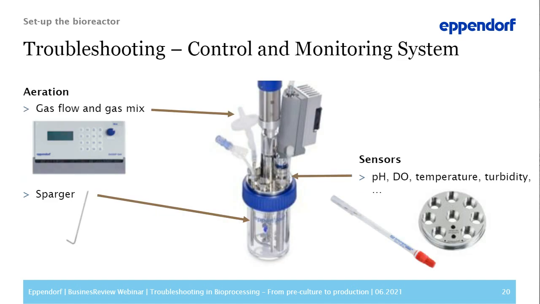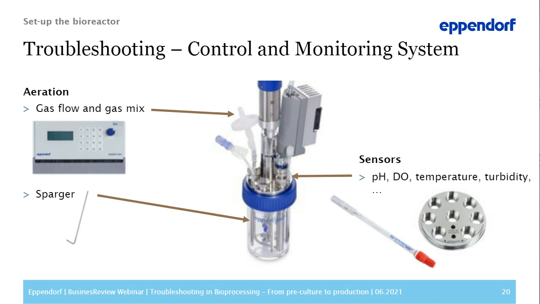Now let's take a look at the various parts of the bioreactor and what they are responsible for. So let's start with the most obvious one, the motor, which you can see in the screenshot here. So the motor controls the agitation, which needs to be precisely controlled and has a huge impact on the culture behavior.